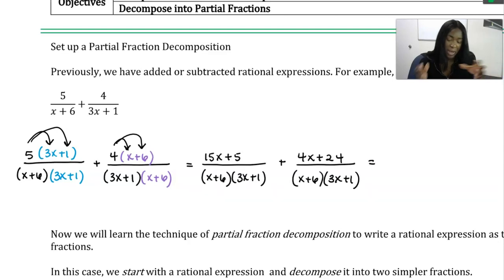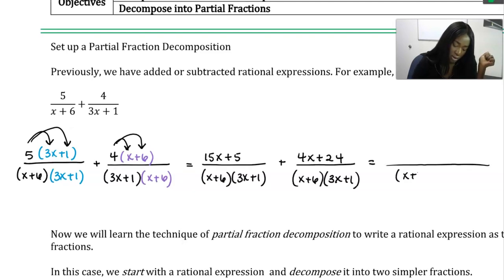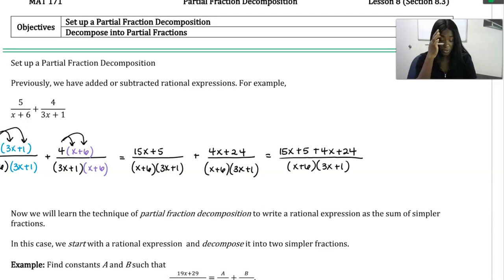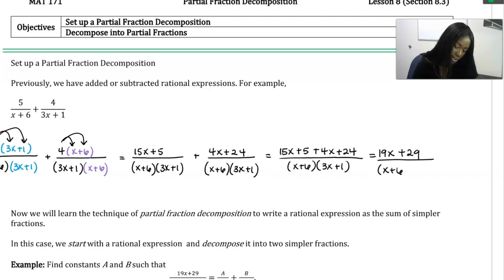And so now that we have a common denominator, I can write this as one big fraction. I could have done this a while ago, but I think it's a little bit easier to see it like this. Now I'm actually going to combine and add these two fractions together. So I have 15x plus 5 plus 4x plus 24. And now I need to combine like terms. So I end up with 19x from the 15x and the 4x, plus 29. And all that is over x plus 6 times 3x plus 1.